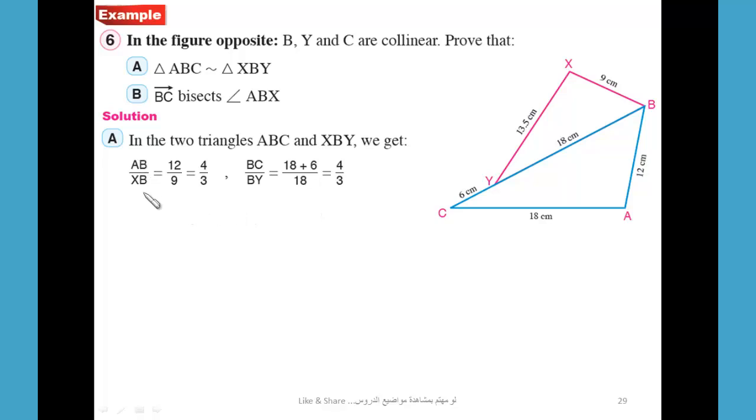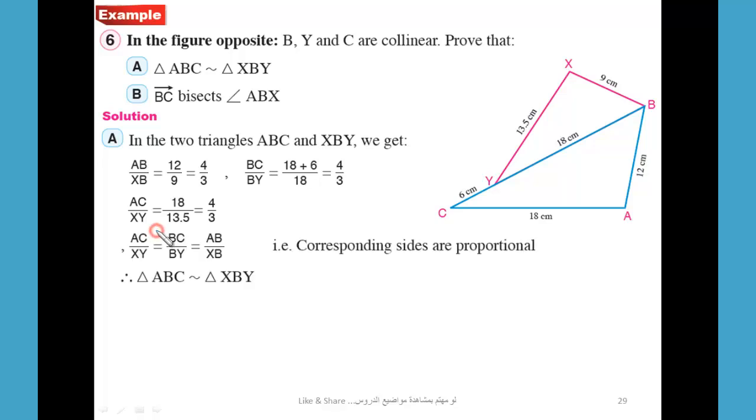AB over XB equals 12 over 9, which equals 4 over 3. BC over BY equals 18 plus 6 over 18, which equals 4 over 3. And AC over XY equals 18 over 13.5, which equals 4 over 3. Then the corresponding sides are proportional. Then you can say that triangle ABC is similar to triangle XBY.